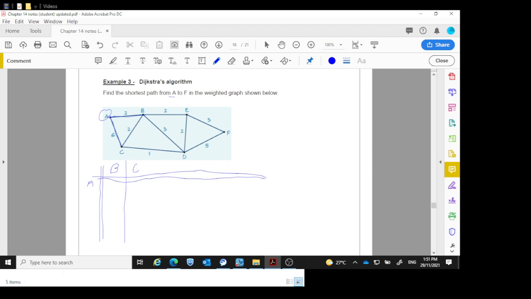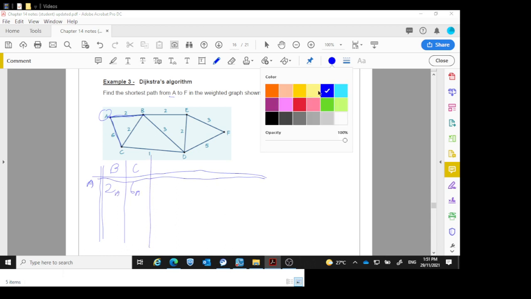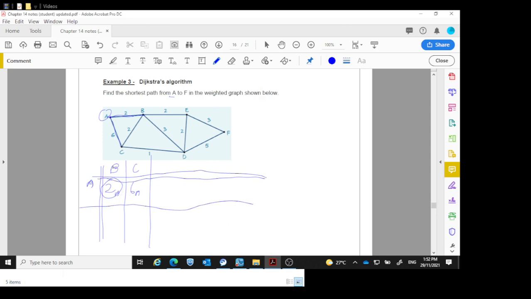A can connect to B in 2. Whether it's 2 minutes, 2 hours, I don't know. And it connects to C in 6. Because it's coming from A, I'm going to put the letter A here. Now I'm going to circle the smallest one. 2 and 6, 2 is my smallest. Okay, so now that I've done that, and that came from B, I'm going to put B here.